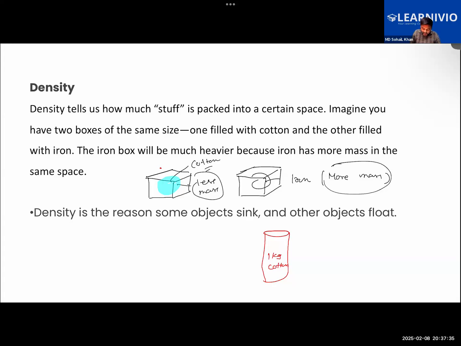Why iron? For example, this is a piece of iron object. That is 1 kilogram. Look at the size of the two. 1 kilogram of cotton is taking a very big space, while 1 kilogram of iron takes a very small space. So much mass is packed into such a small space, so it is going to have more density.